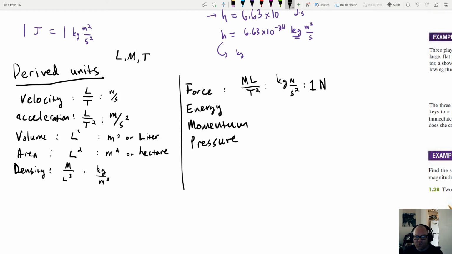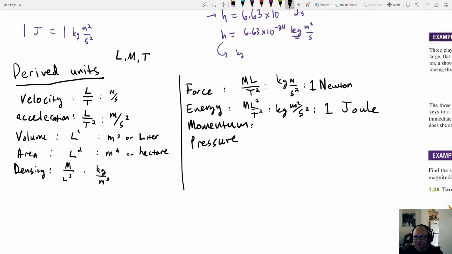While none of the ones over here on the left have a special name, maybe volume has a special name, liter. Yeah, there's no special name for density. Force has its own thing, the Newton, right? Or in non-SI units, we'd write the pound, which we'll see show up in some of the problems we'll do. For energy, you do mass times length squared divided by time squared. That's kilograms, meters squared over seconds squared, which corresponds to 1 joule.